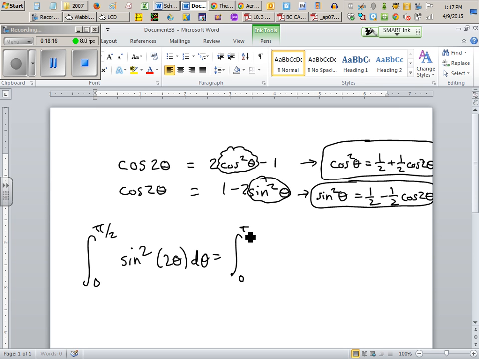Is there supposed to be a 1/2? Yes, there's a 1/2 out front. I'll keep it out front. Thank you. What am I going to change the sine squared to? I will always change sine squareds to 1/2 minus 1/2 cos 2 theta. Now in this problem, I already have a 2 theta on the inside, so it's going to be 1/2 minus 1/2 cos 4 theta.